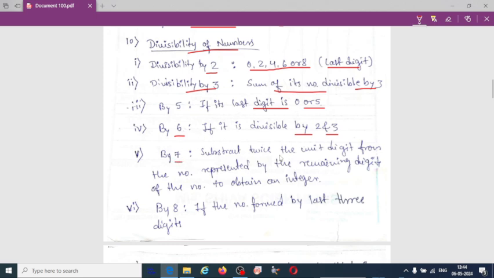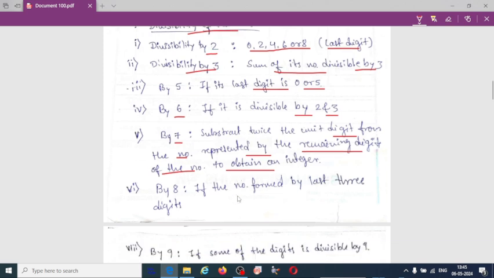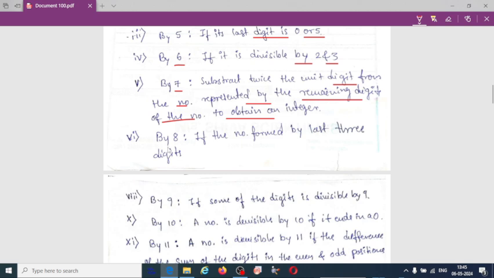So 7: subtract twice the unit digit from the number represented by the remaining digits of the number to obtain an integer. So if you want to get the divisibility of 7, you have to subtract twice the unit digit from the number represented by the remaining digits of the number. With an example you can understand.